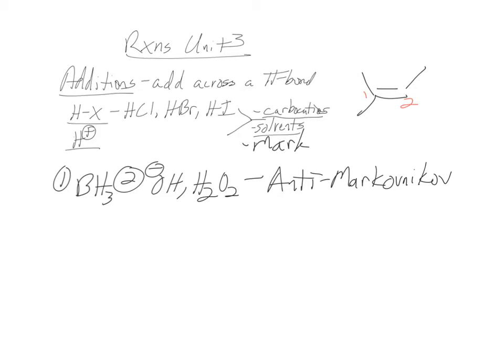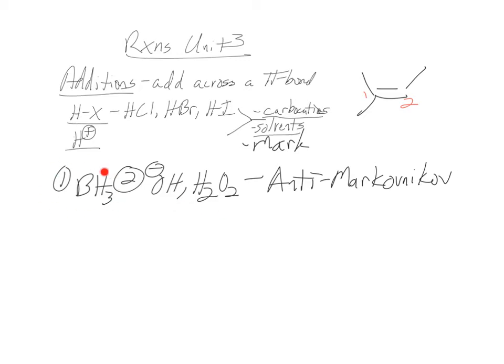So Markovnikov and anti-Markovnikov. If the non-hydrogen, the OH, the I, the solvent piece, the ether part, ends up on carbon 1, the more substituted, we call that a Markovnikov product. But sometimes we want the OH or something to add to the less substituted carbon. We'd call that the anti-Markovnikov product. One of those cases, actually the only case you know, is with BH3 as step 1, and step 2 is OH minus and H2O2.